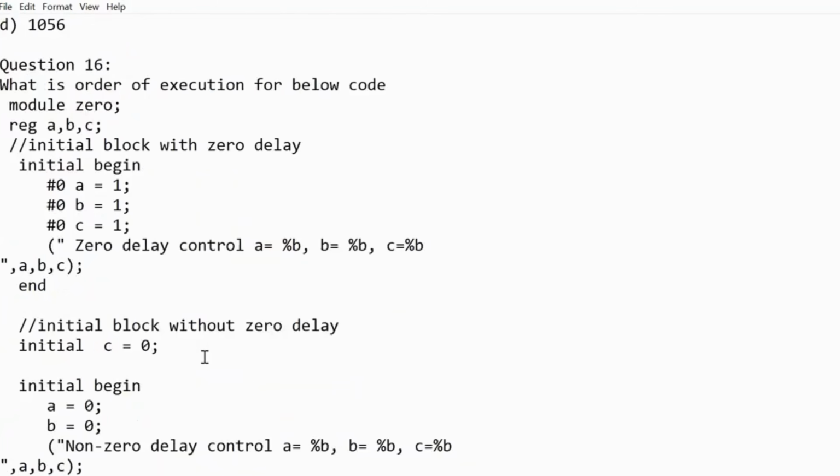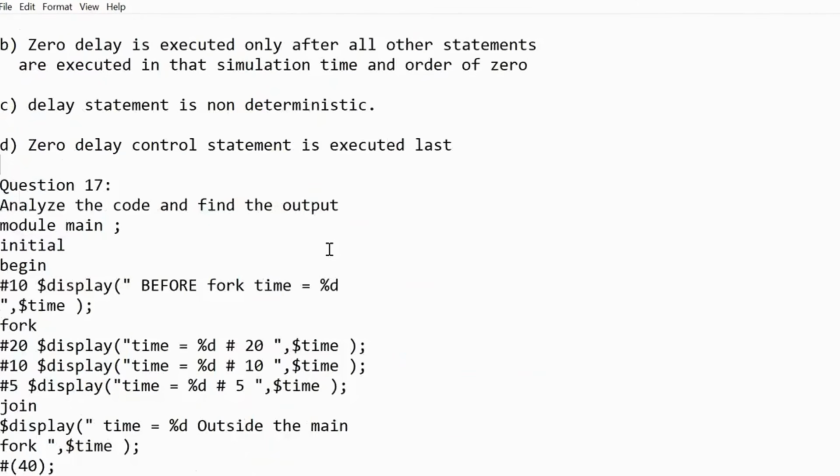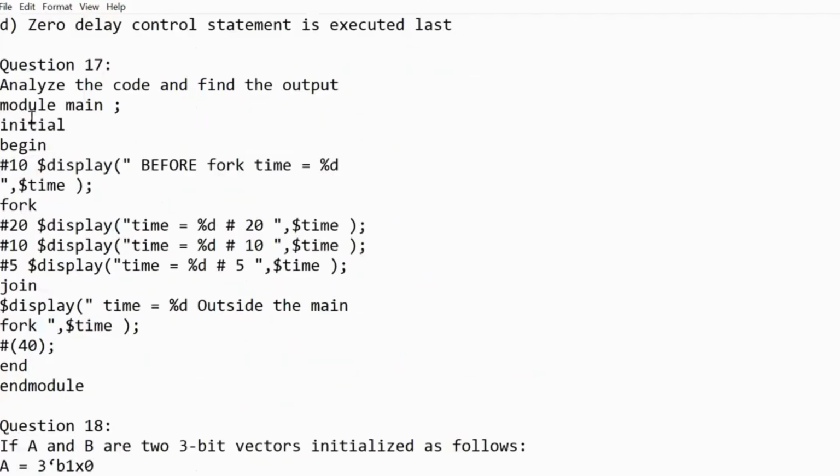Any doubts? Okay, next question. Analyze the code and find the output. Here we are using the fork join. What is meant by fork join? Can anyone tell? What is meant by fork join?